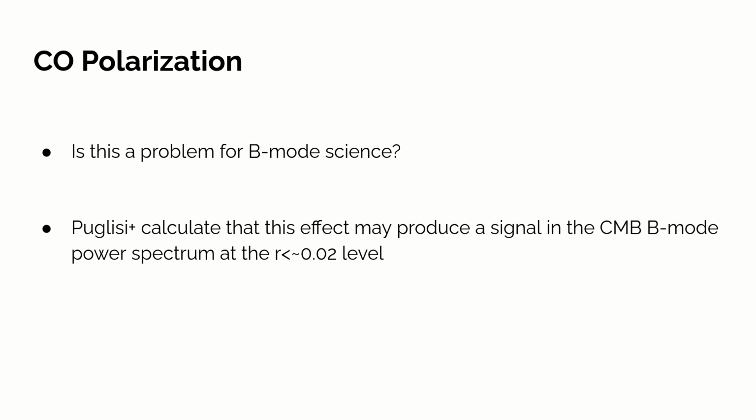Is this a problem for B-mode science is the question here, and this study by Puglisi calculates that this effect may produce a signal in the CMB B-mode power spectrum at the r of 0.02 level, which is something to consider when analyzing data sets where the CO emission is prevalent, like the Planck 100 gigahertz, 217, and 353 gigahertz bands.